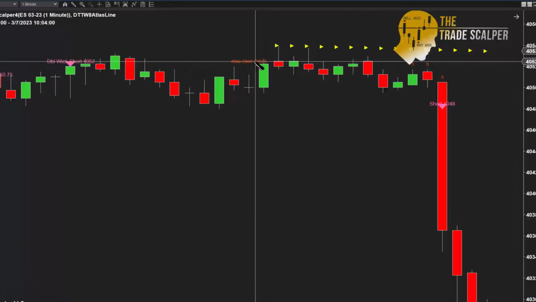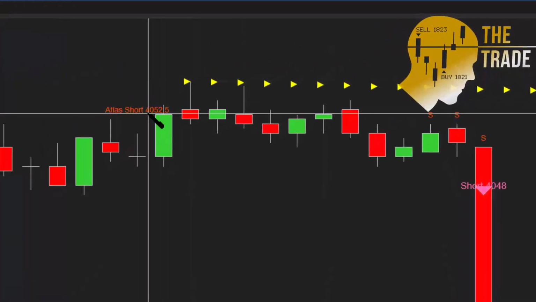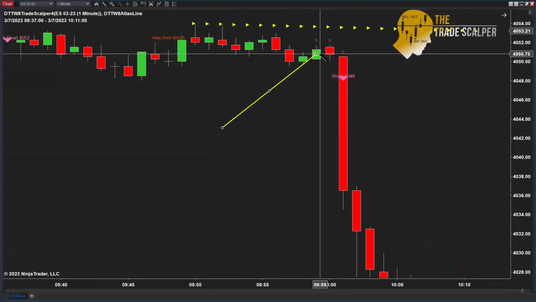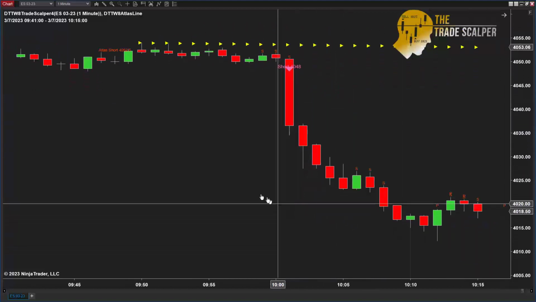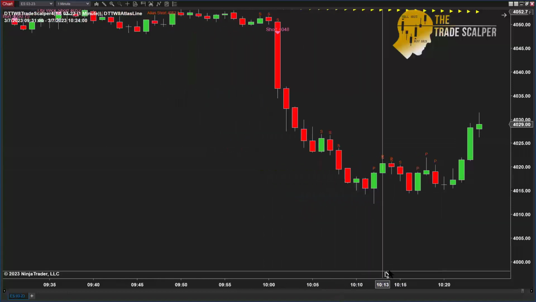So if you're looking here at the first and main signal of the day for the Atlas line, this happens to be an Atlas line short, a short signal right over here. And from that point forward, it was a strength trade. It was the scalper providing me a short signal. It was more strength and pullback trades here for the day.